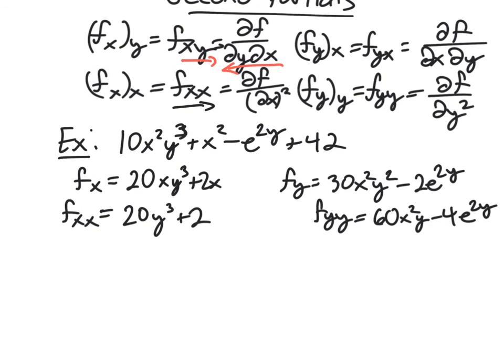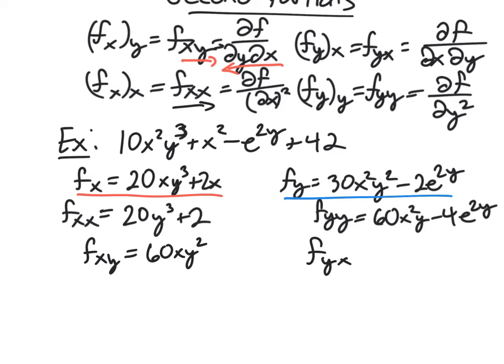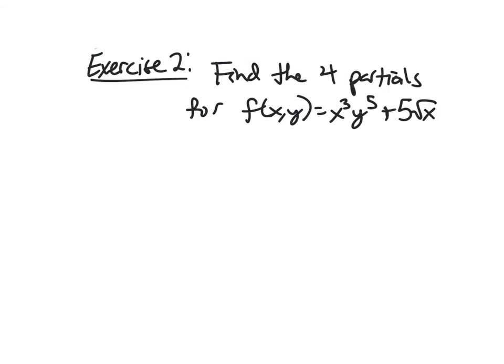And then the interesting ones is to look at the mixed partials. So f of xy means we start with this f sub x here and then do it with respect to y. So we're going to get 60xy squared, and then 2x is constant. Fyx, we start up here with fy, and then we are going to get also 60xy squared. And this is no accident. In fact, so long as you have nice functions, these are always going to be equal and the order will not matter. And so for your second exercise, I just want you to find the 4 partial derivatives for this multivariable function.